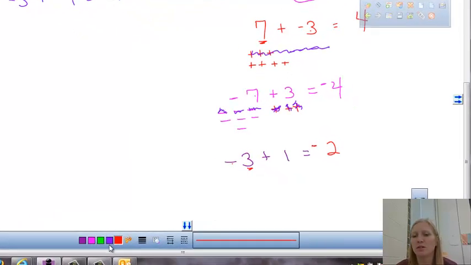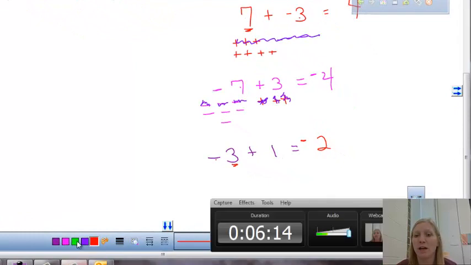You have to look and see which way you're going to do things. Okay, you have to decide. Is it going to be a negative 2, or is it going to be a positive 2? With the 3 being the bigger number.